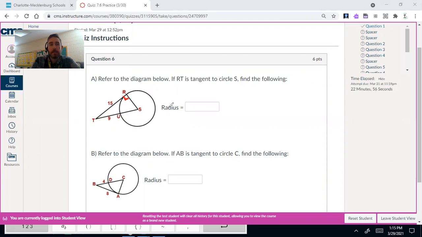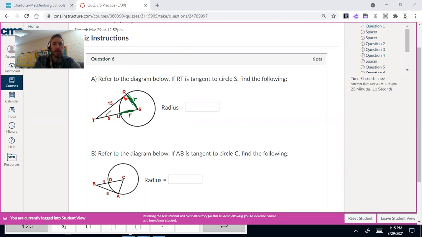I want to know what the radius is. Now let's first talk about the radius. We'll call it R. So that radius is from R to S, but it's also from U to S. So those are both the same length. And that's important. We got to actually use that.